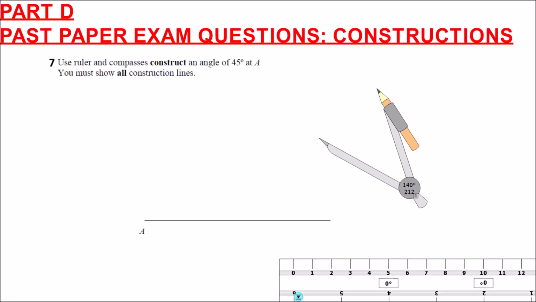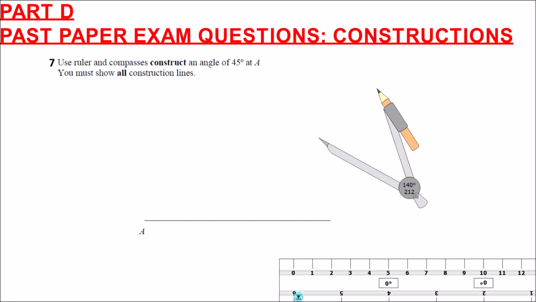The final part to part D is question 7. We're going to construct a 45-degree angle at A. Now in the same way that a 30-degree angle is a way of bisecting a 60-degree angle, a 45-degree angle we can make by bisecting a 90-degree angle. And so to make a 90-degree angle, that's the same as doing the perpendicular bisector. And so we're going to do a perpendicular bisector going through A.